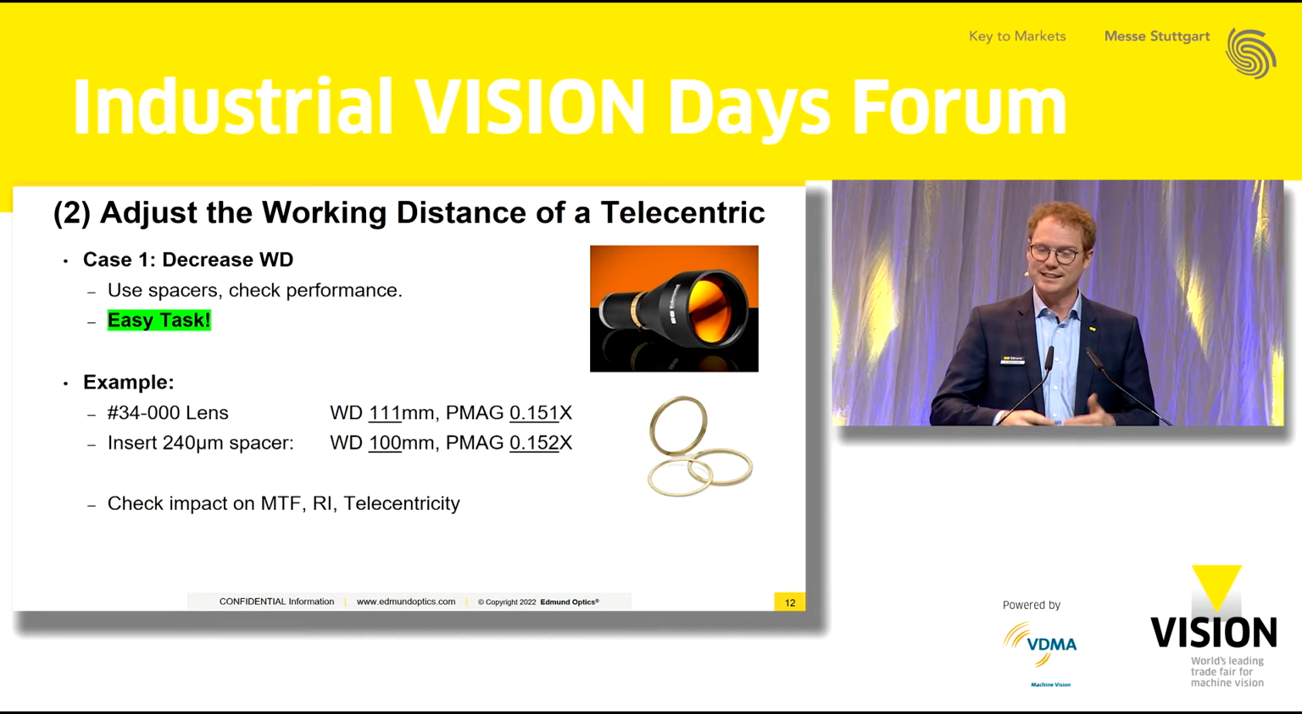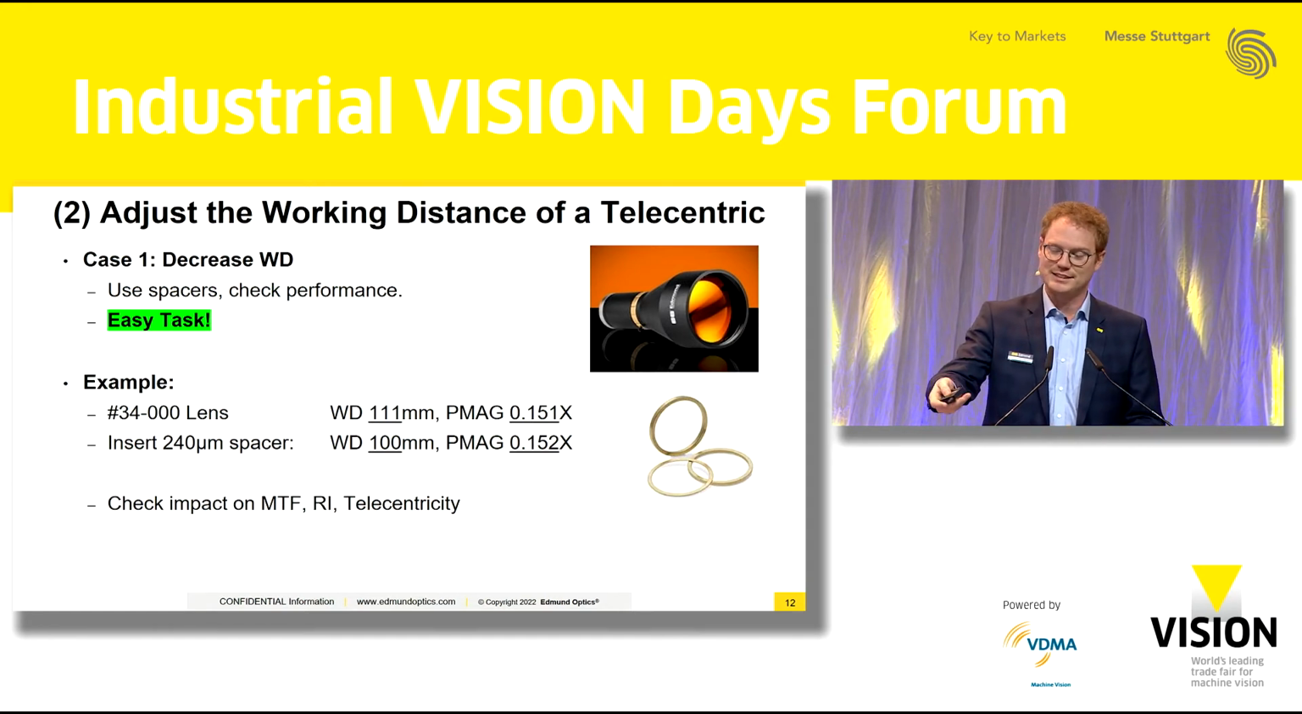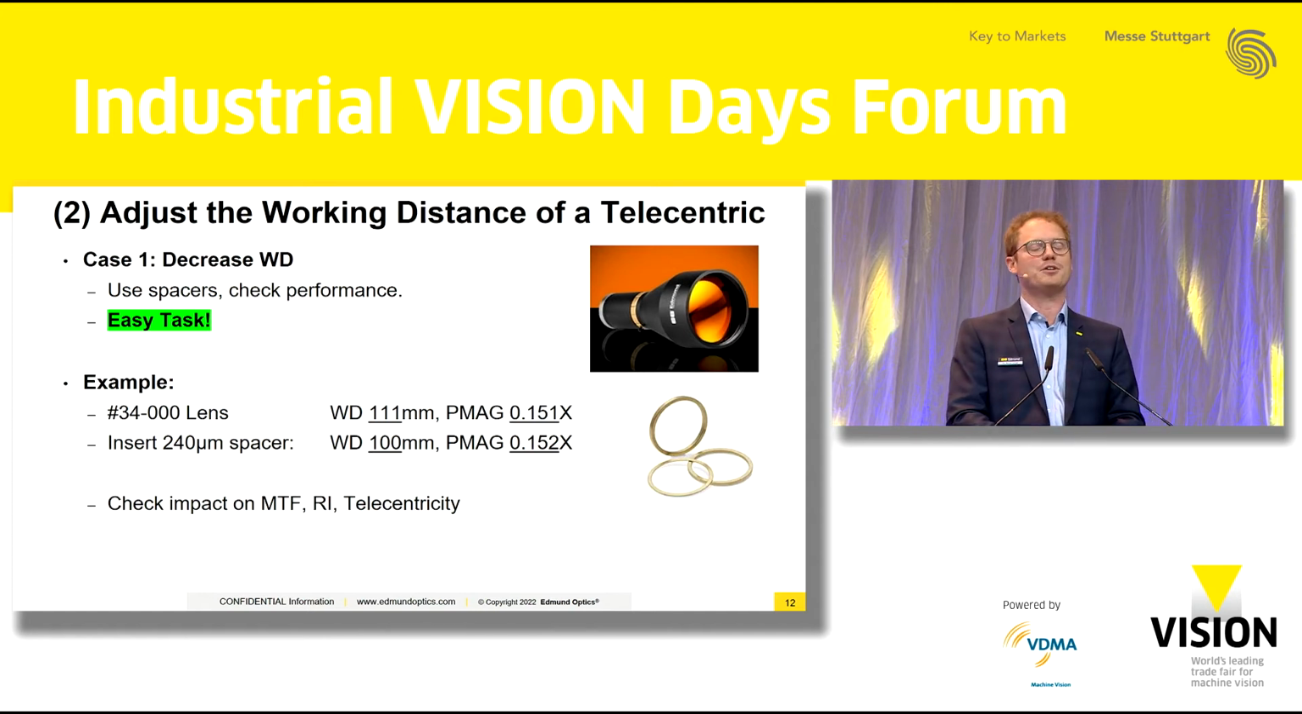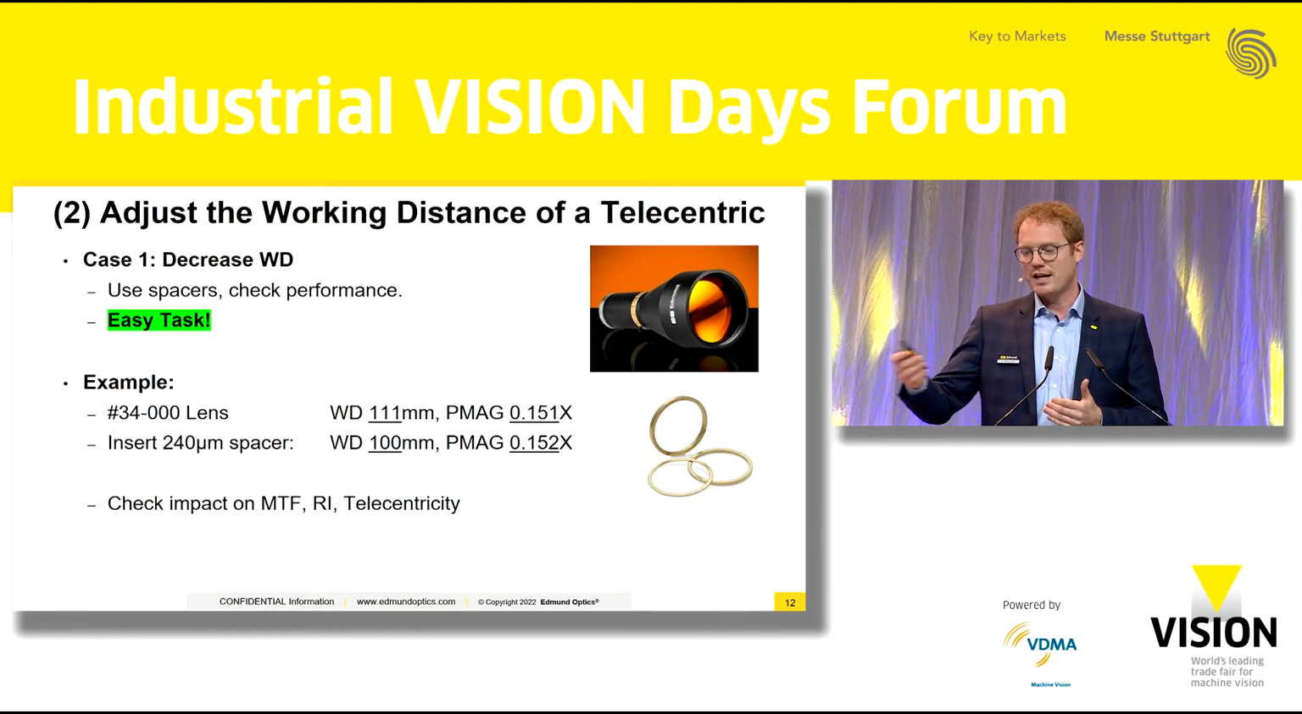So if you want to decrease it, it's very easy. You can just use spacers or distance rings like I depicted here. And I just pulled a random example of one of our telecentric lenses here. So say if you are just a little bit off with that working distance, you need to be a little bit closer, then something as simple as a 240 micrometer spacer would do the trick. You put it between your lens and the camera, and it gets you around about 11 millimeters worth of working distance, and you can move closer without changing the magnification too much in that example.